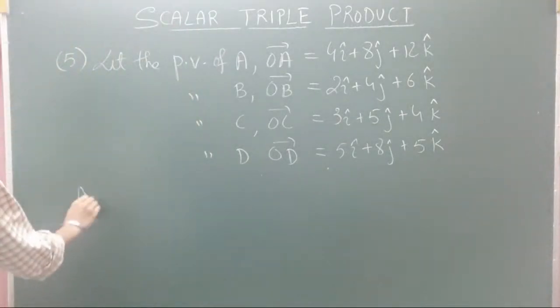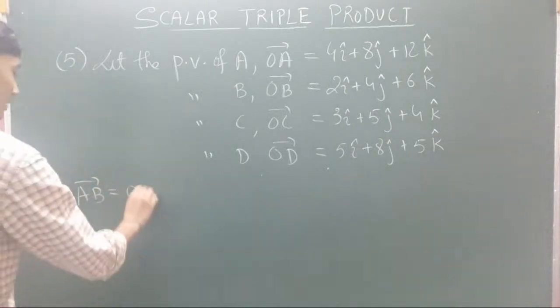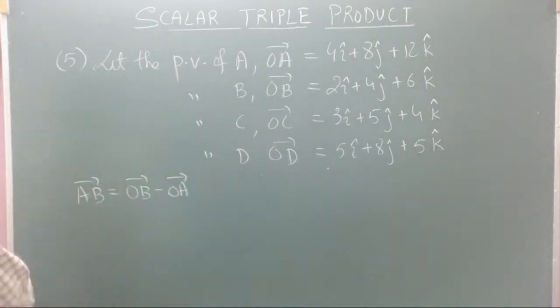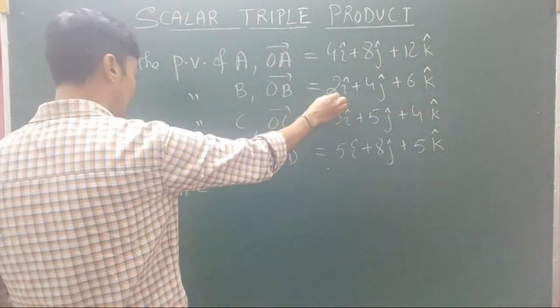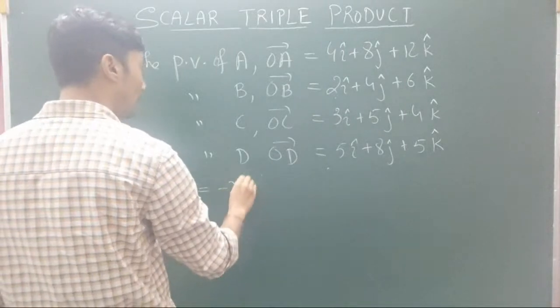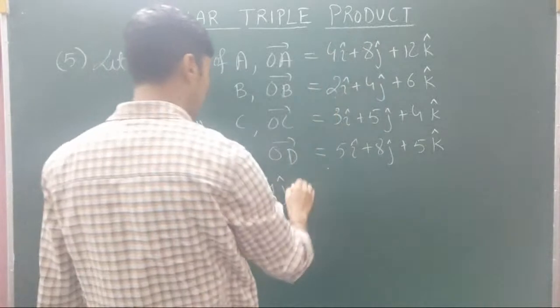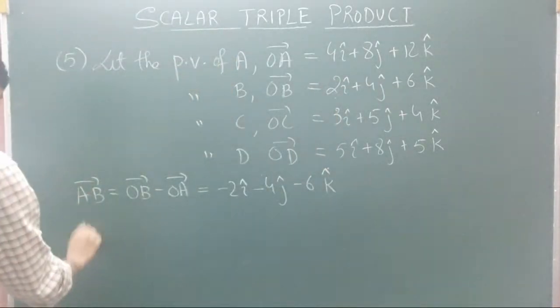Let's find out the vector AB first. AB will be, as we know, OB minus OA, isn't it? Second vector minus first vector. So let's subtract directly, OB minus OA. 2 minus 4, minus 2i. 4 minus 8, minus 4j. 6 minus 12, minus 6k. Correct me if I go wrong anywhere.